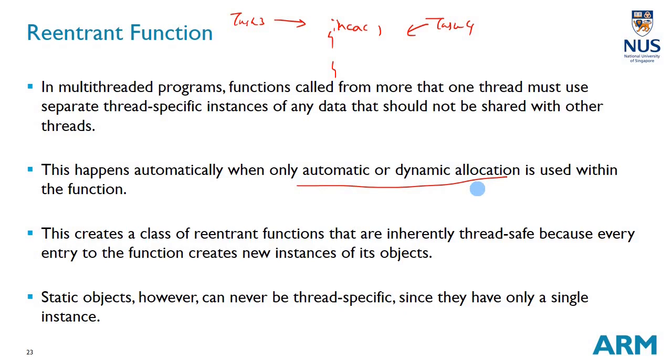What is important is that you should not have any form of static variables or static objects within the function. Why? Because when you have static variables within a function, it creates a single instance that is shared between multiple tasks. That is one possible cause of data corruption. So if I have a function and I want to make it re-entrant, I must not have any form of static objects within the function.